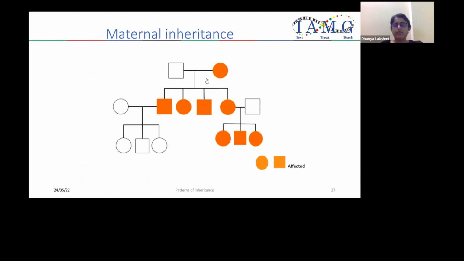In a pedigree, here you can see that in case of an affected mother, or a mother with mutant mitochondria, all her offspring will inherit the mutant mitochondria, but an affected male with mutant mitochondria does not pass the mutant mitochondria to his offspring. So that is why it is known as maternal inheritance.